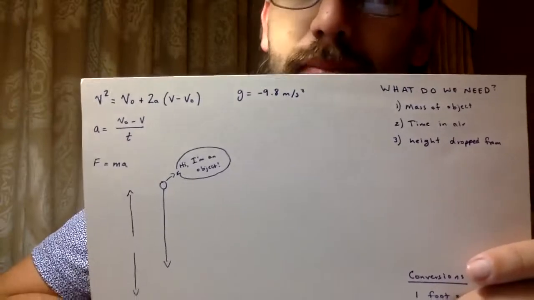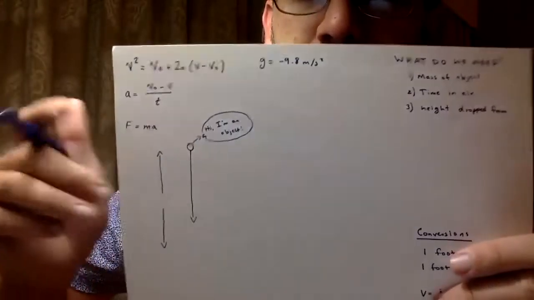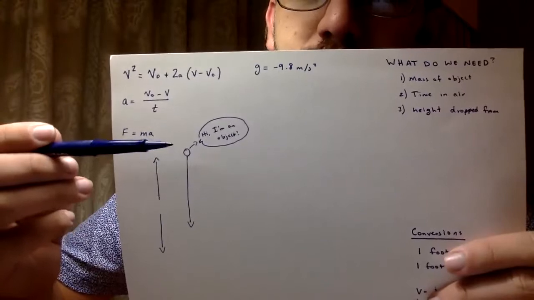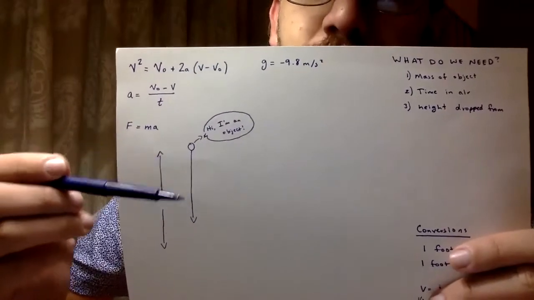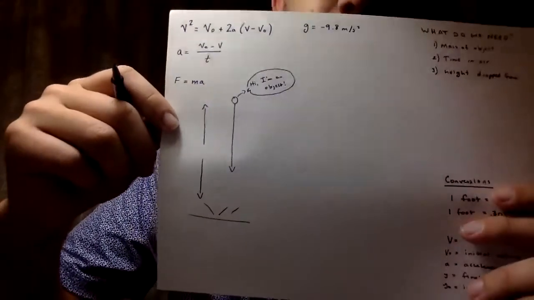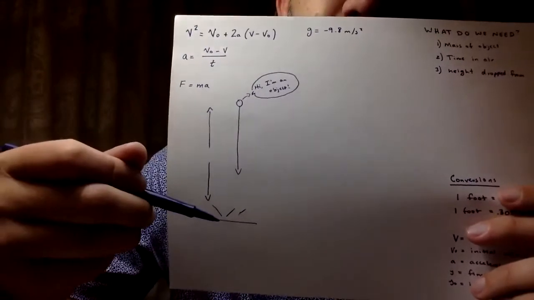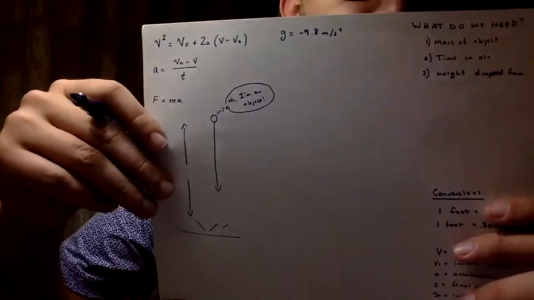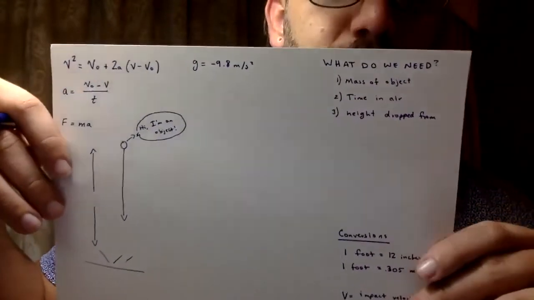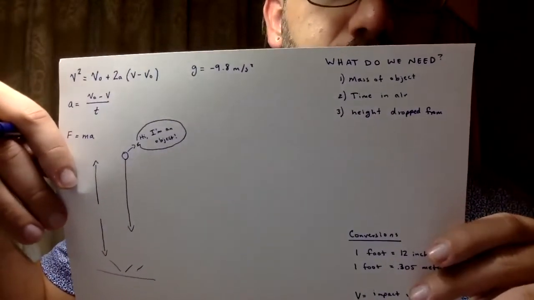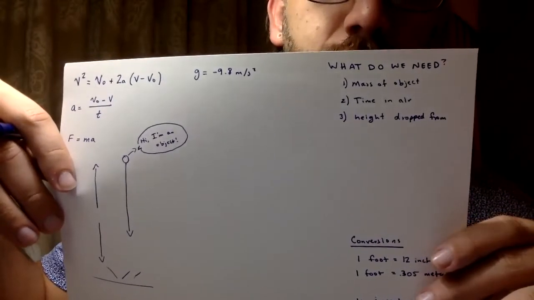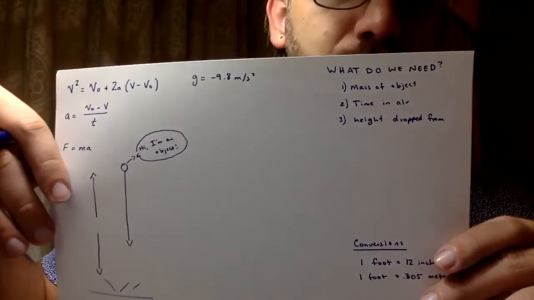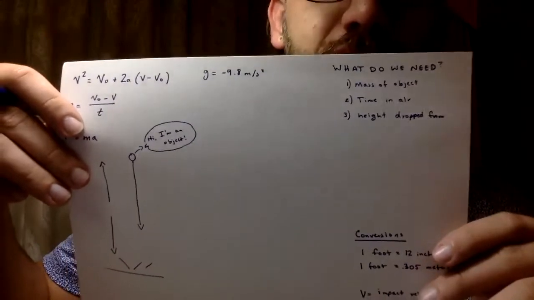So what we need to find out is how fast this object is moving whenever it hits the ground. We want to find out how fast the object is moving whenever it gets to this point right here. A couple things that we need to know: the mass of the object, the time that it was in the air, and the height it was dropped from. Those are the three things that we need to know.